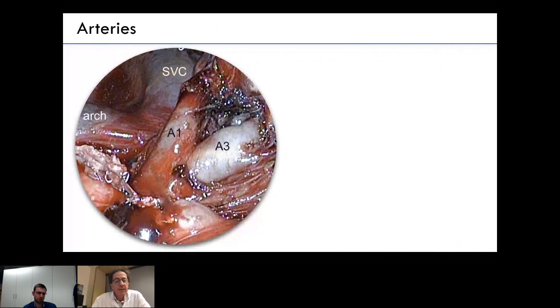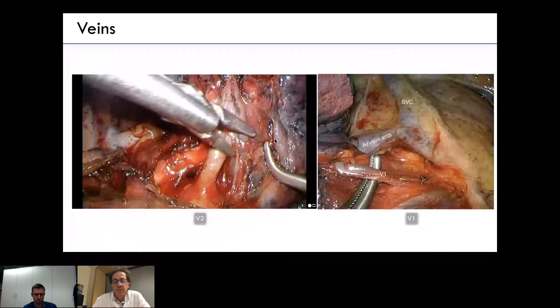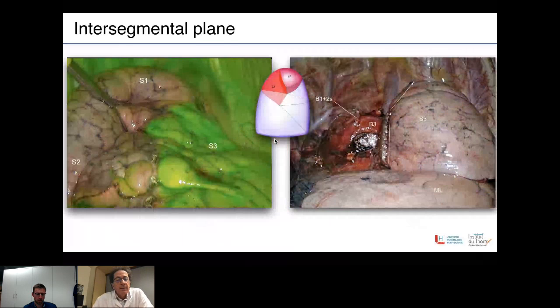Okay. Then we divide the A1 artery, or A1 and recurrent A2 if recurrent A2 is present, and then the vein in the V1 in the mediastinum. And then we move to the intersegmental plane, as I showed you, thanks to indocyanine green. And this shows you how important segment 3 is. So this is segment 3 after removal of segment 1 and 2.